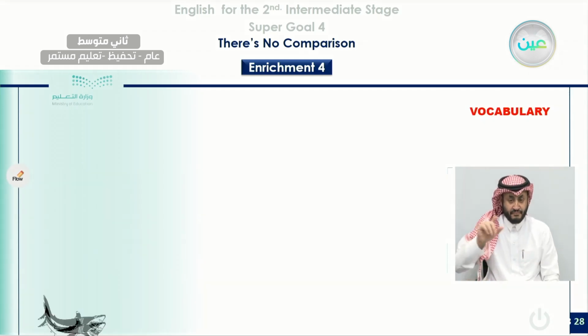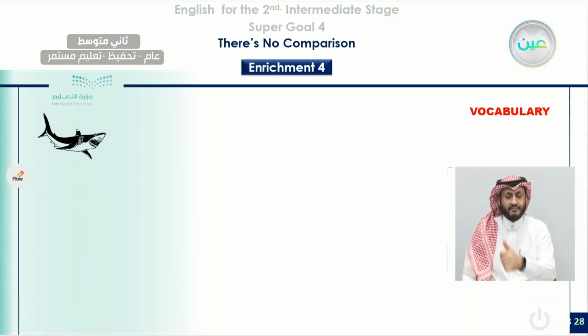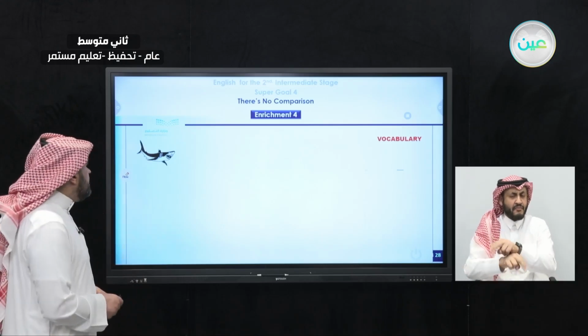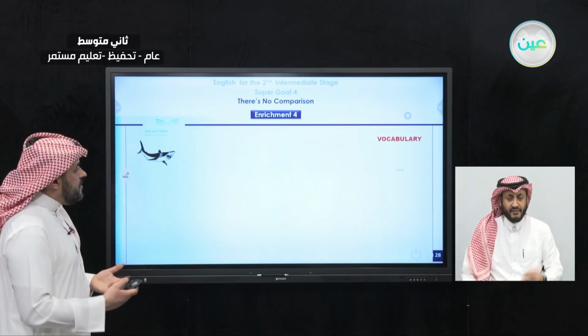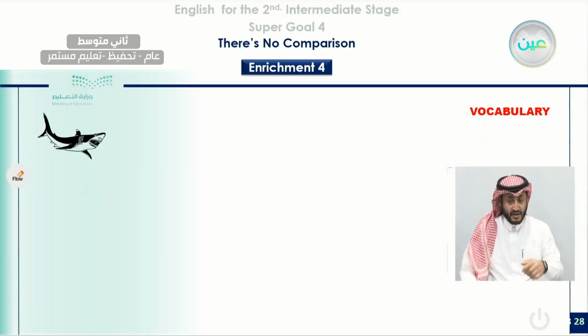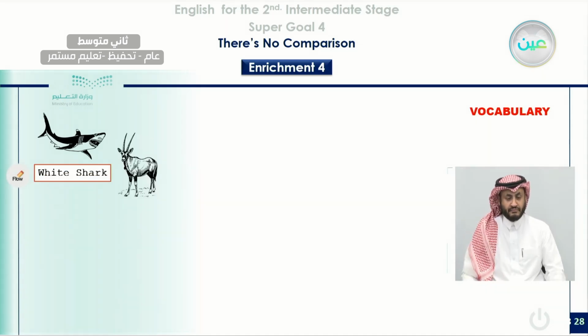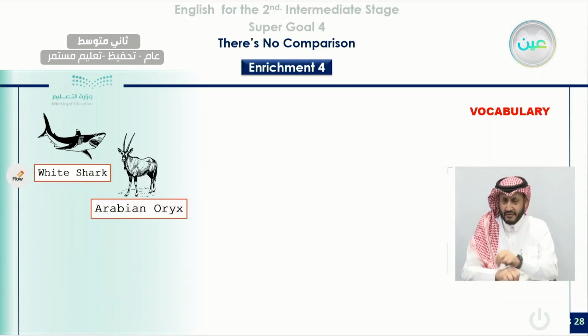Okay, we move to the vocabulary. In this unit, you named some of the animals, and you read about some interesting facts, and you studied about this animal. What do we call it? That is a whale. We call it a shark, a white shark. And here we have this beautiful animal. We call it the oryx, the Arabian oryx.